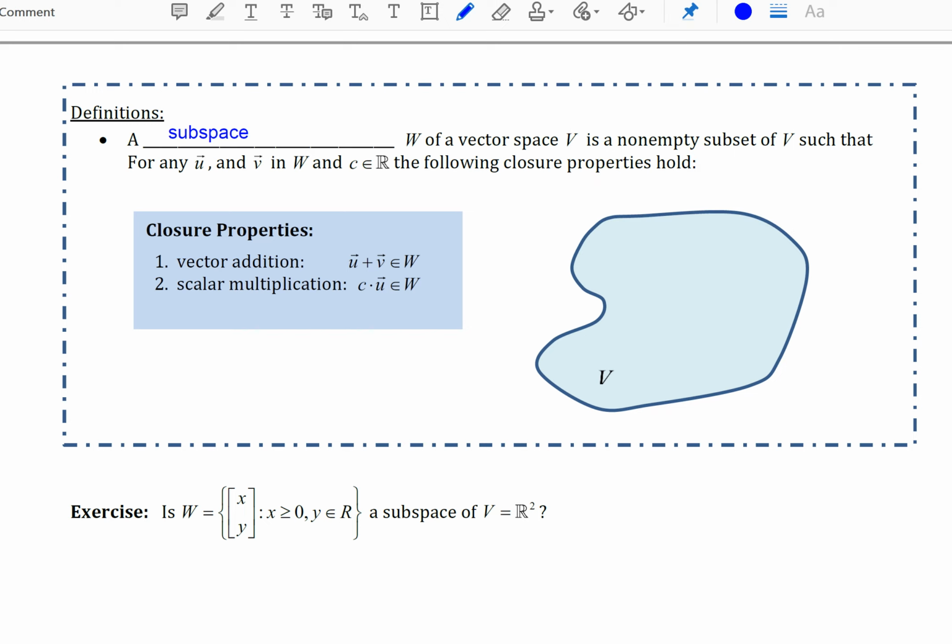A subspace, W, of another vector space V is a non-empty subset of V such that for any u and v in W and any c, any real number, the closure properties still hold. Meaning that when you add your u and v, you still stay in W. Or if you do a scalar multiplication of anything in W, it stays in W.